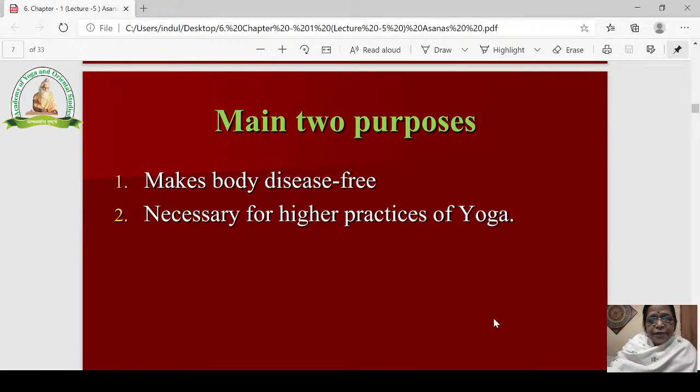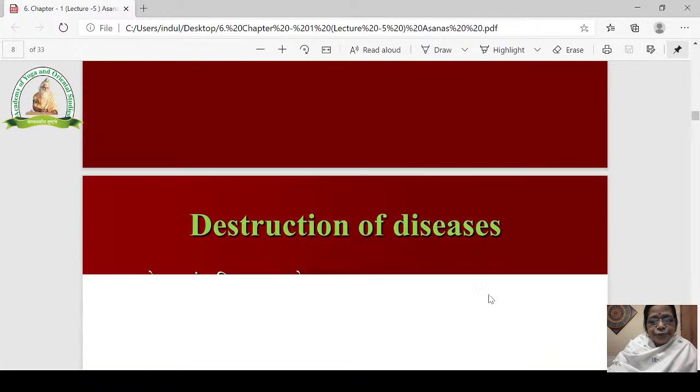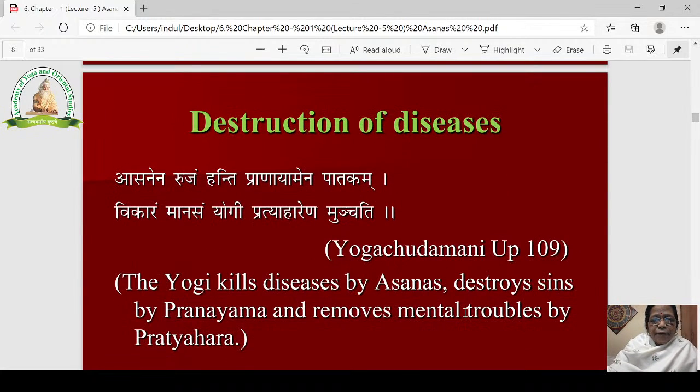So the first requirement is that it makes the body fit and disease free, but that is not all, because yoga is samadhi, chitta vritti nirodha, and asana makes the other practices easier. Asana is the basic step after which the other practices are done. Now the first purpose, that is destruction of disease, or to make the body disease free and fit.